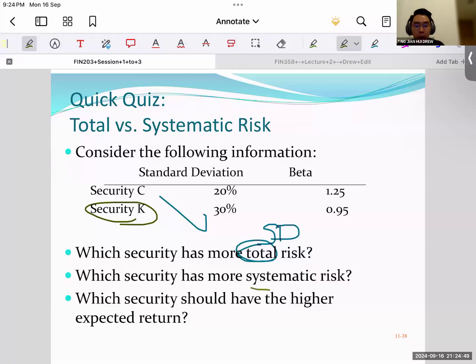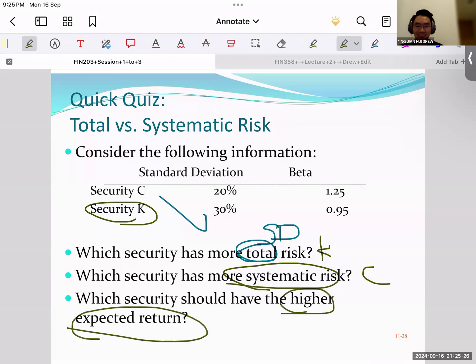Now, which asset has more systematic risk? So this is K here. So which one has more systematic risk? C, because of the higher beta, you are right. Now, the thing is, which asset should have higher expected return? And why?